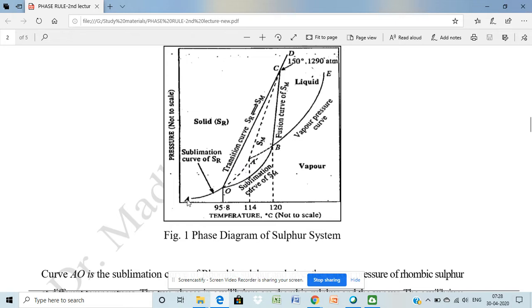Metastable means that if we heat the rhombic sulfur very slowly, it might not happen that all the rhombic sulfur is converted to monoclinic. It will continue along this curve, extrapolated up to OA dash, and here we see that this solid rhombic sulfur will be in equilibrium with the vapor of the rhombic sulfur.